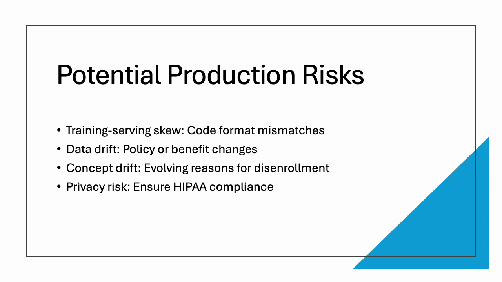A few risks to consider are training serving skew, if code definitions change in production but not in the training dataset, data drift, such as shifts in member behavior from benefit design changes, concept drift, for example, if member expectations change post-pandemic, and lastly, HIPAA compliance, short for Health Insurance Portability and Accountability Act, must be strictly followed when using PHI, protected health information. Being proactive about these risks will help maintain trust and performance once the model is live.